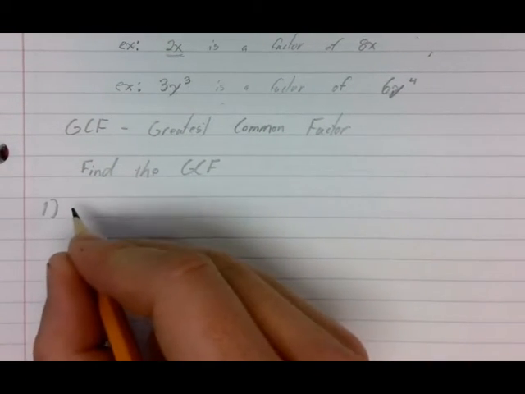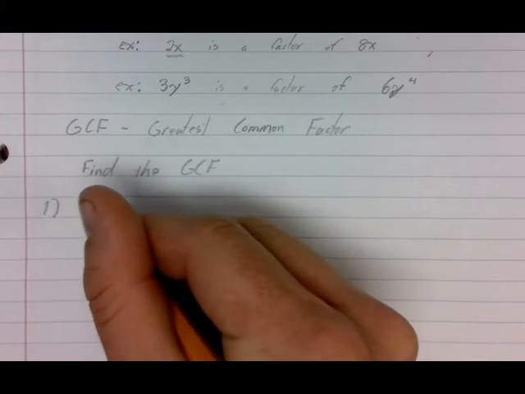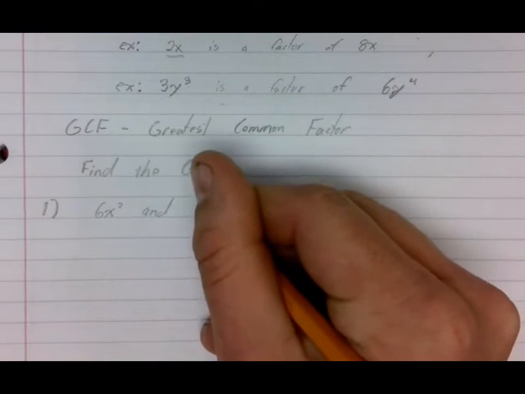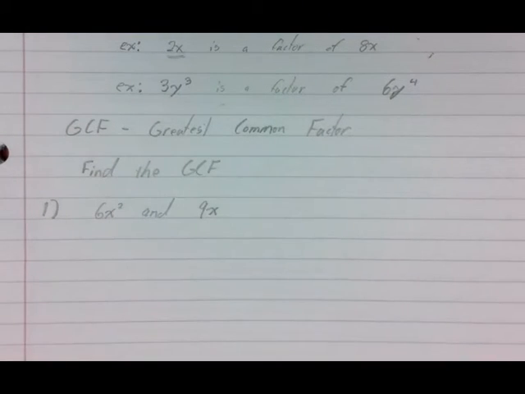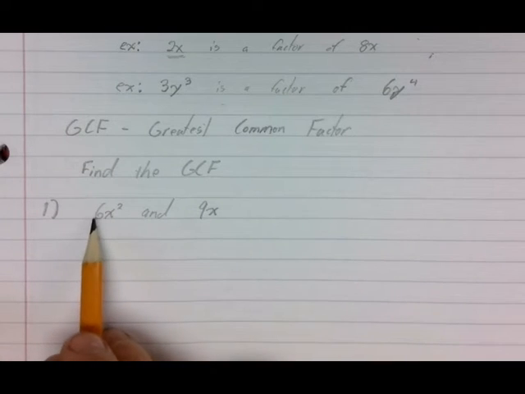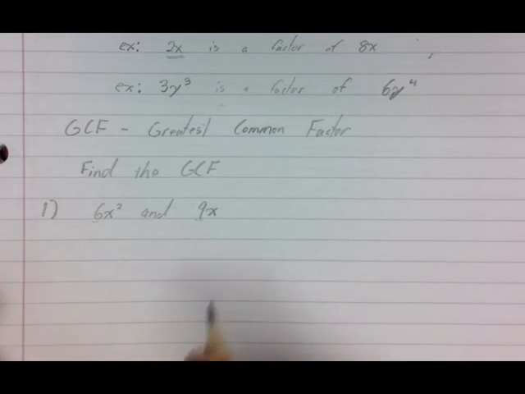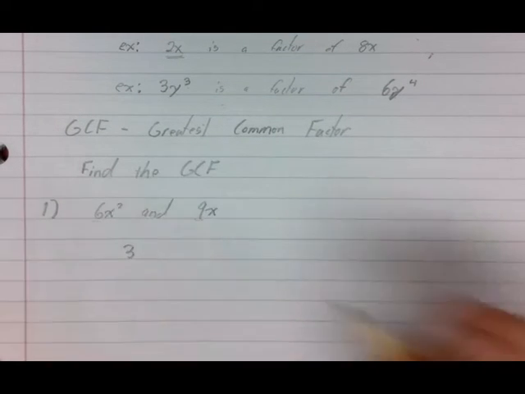Okay, so for number 1, we're going to have 6x squared and 9x. Okay. And if I want to find the greatest common factor between these two things, I kind of break it into a couple parts. I first look at just the numbers, 6 and 9. And their greatest common factor is 3.